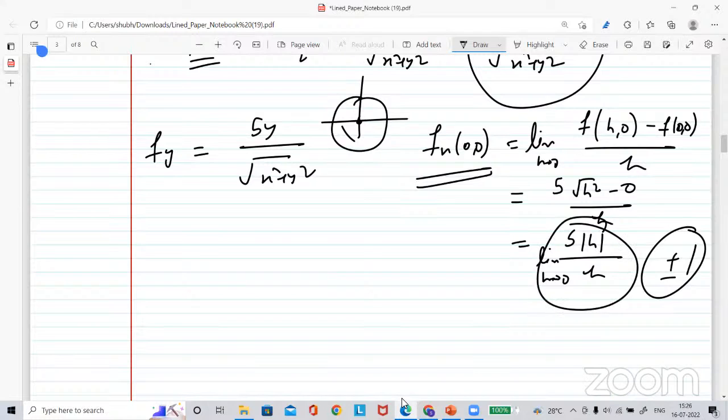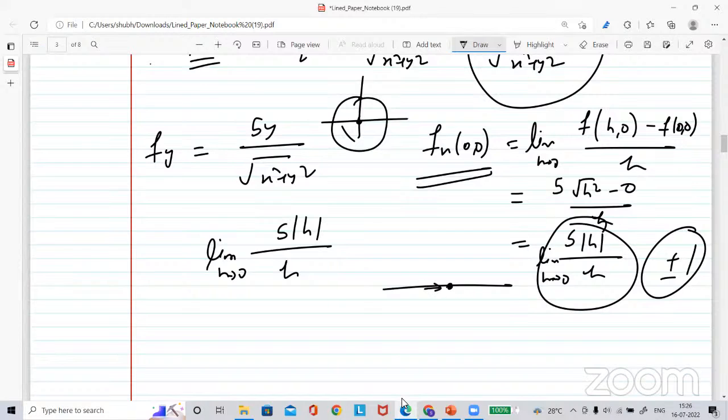This is how we find the limit. This is 5 mod h, you can see that one by one you can deal with it. You want to find the limit as h goes to 0, assuming approaching from the left side. So from the left side, this is the limit as h tends to 0 from the left side of 5 mod h upon h.